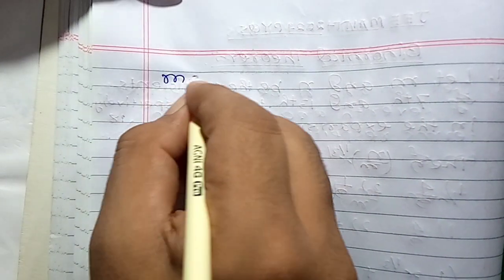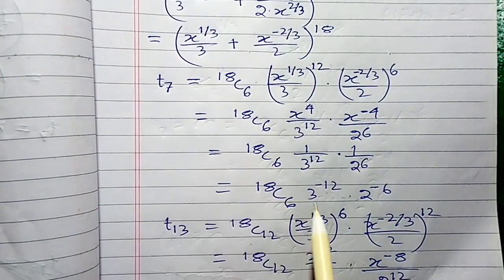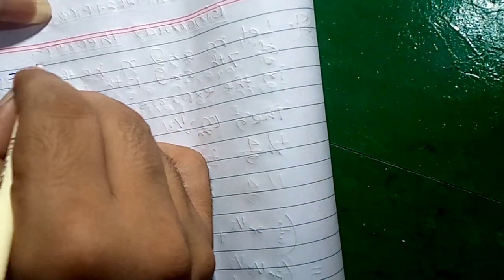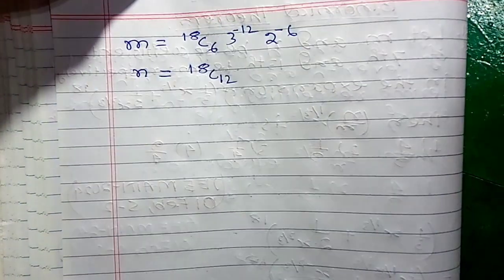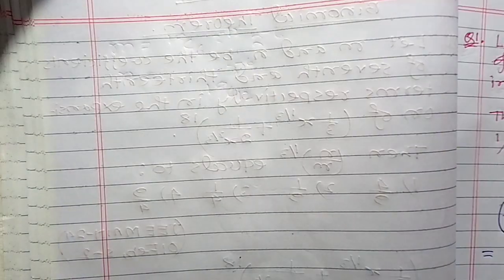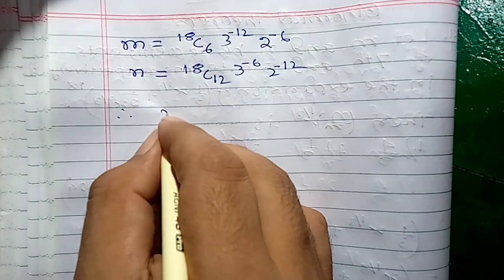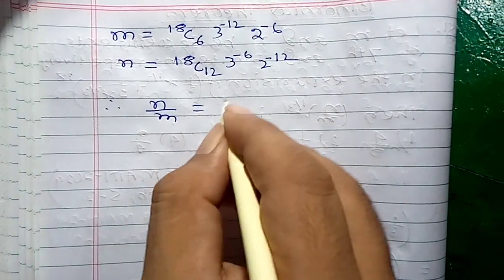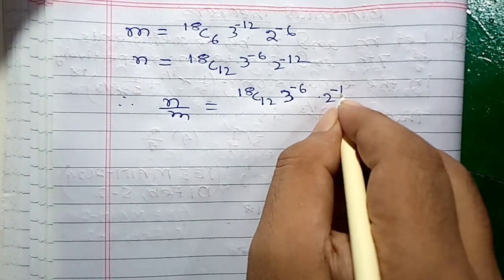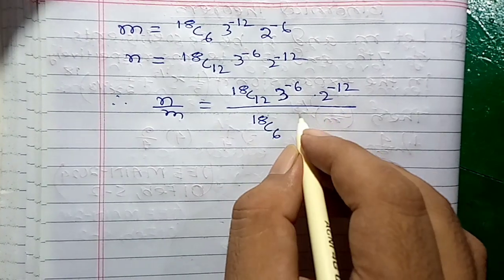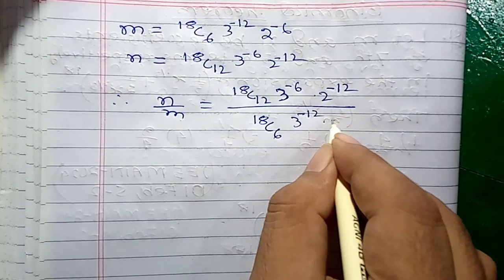Value of m will be the coefficient of term T7, which is 18C6 into 3 to the power minus 12 and 2 to the power minus 6, and n will be the coefficient of term 13, which will be 18C12, 3 to the power minus 6 and 2 to the power minus 12. n by m will be 18C12, 3 to the power minus 6, 2 to the power minus 12 by 18C6, 3 to the power minus 12 into 2 to the power minus 6.